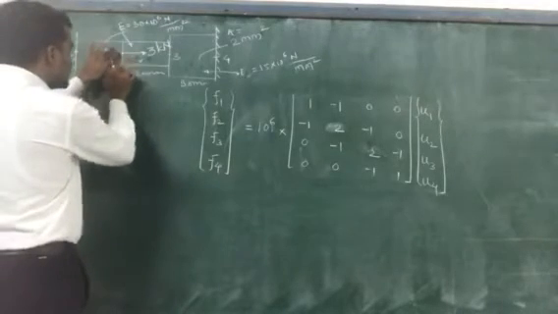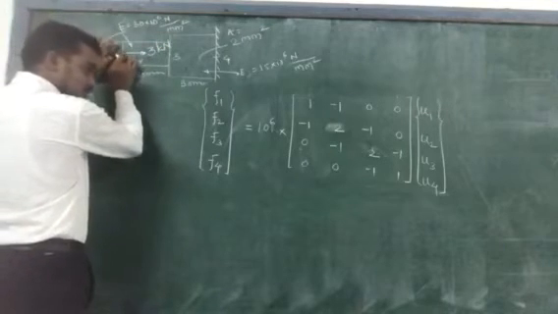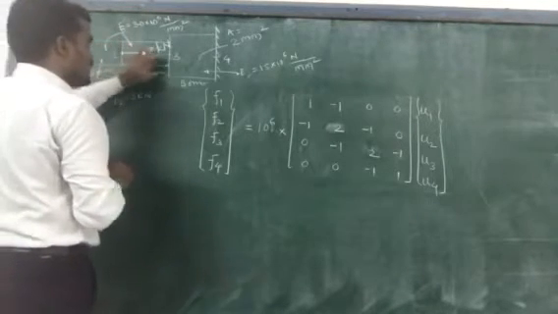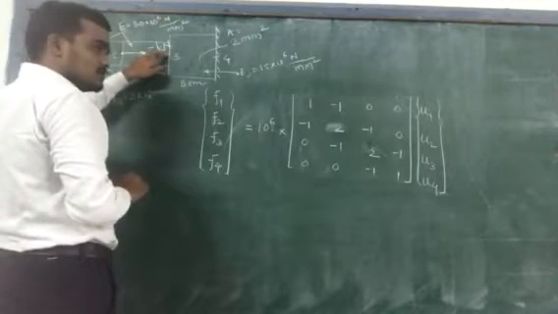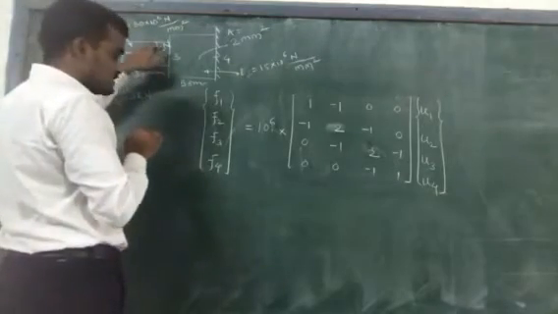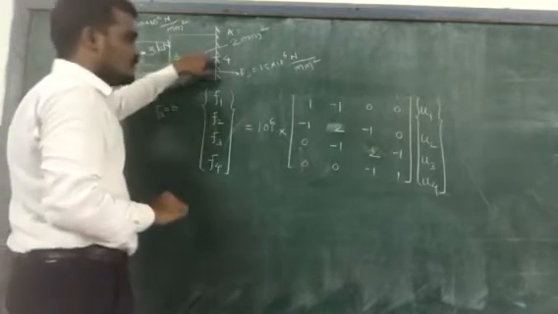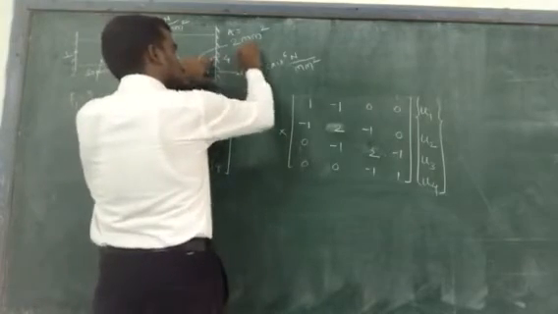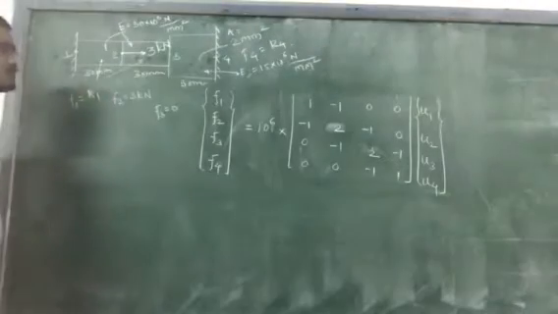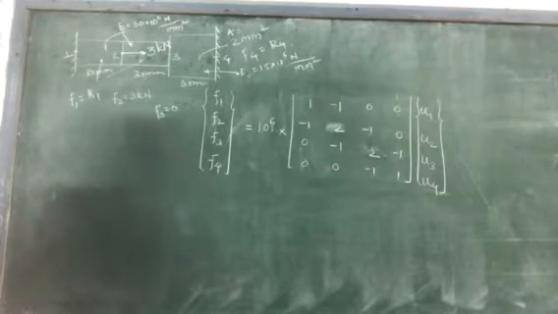Now second node, look, this 3 kN of force is applied at the second node. So F2 will become equal to 3 kN. At the third node, there is no force acting, it is not mentioned in this example, so we should take this equal to 0. Now for the fourth node, it is a fixed one, so F4 should be equal to R4, and F1 is equal to R1.